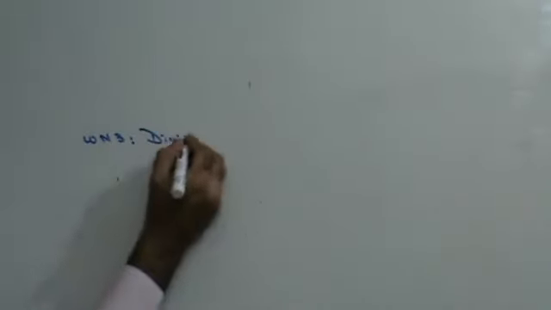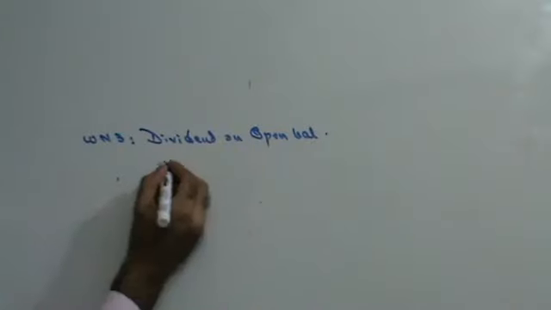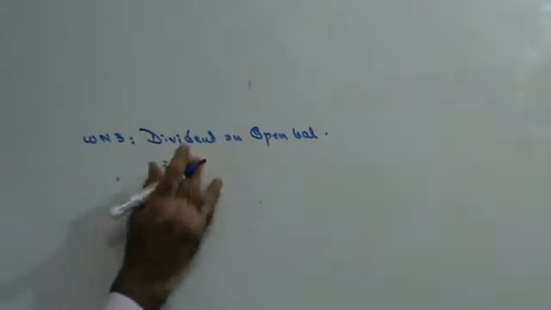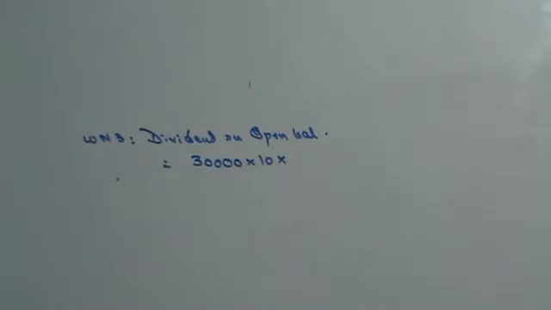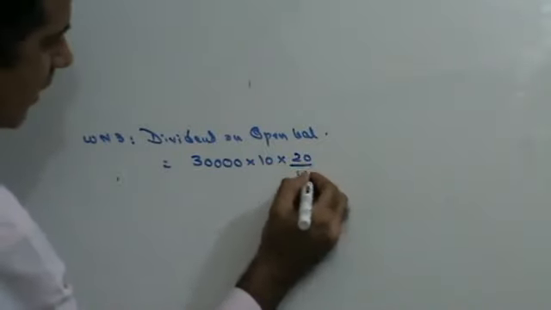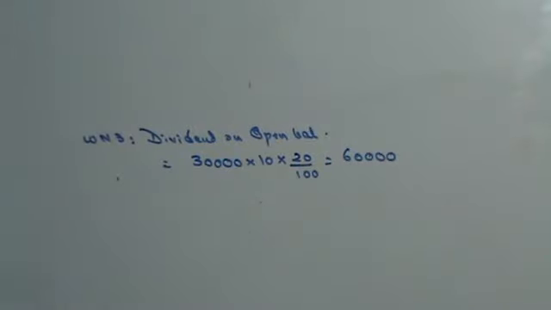Let's calculate the dividend. First, let's calculate the dividend on my opening balance. My opening balance was 4,50,000. Dividend on opening balance: you had 30,000 shares. Each share is of 10 rupees, and the dividend announced is 20%. Can someone please help me calculate this? 60,000, if I am not mistaken. This is my dividend on opening balance.